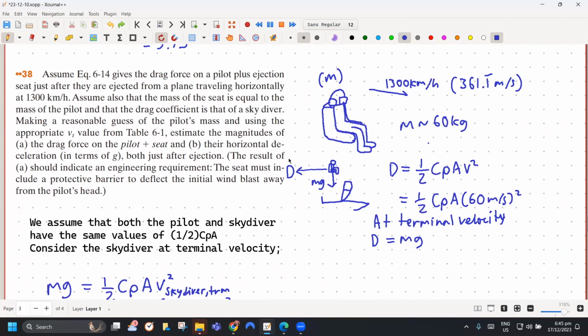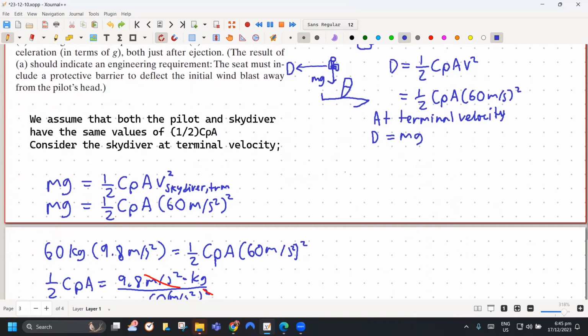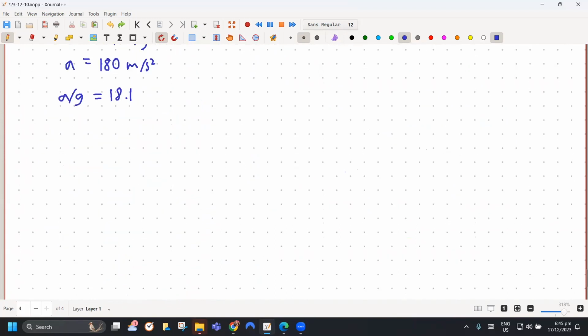The seat must include a protective barrier to deflect the initial wind blast away from the pilot's head. Or maybe the window could have a retarder, or the seat back. The assumption there was a blunt surface, right? So you want something more aerodynamic.